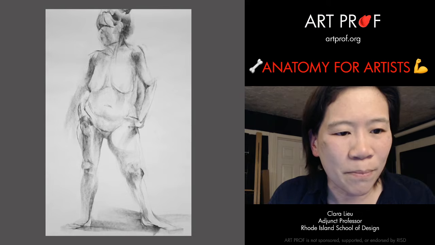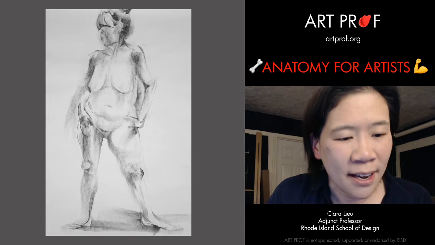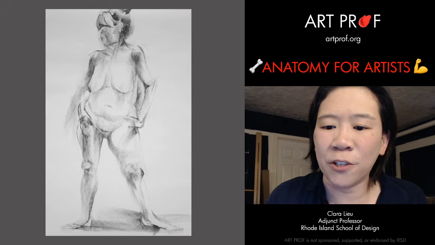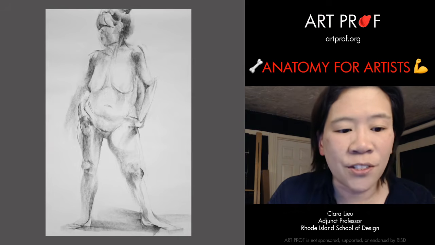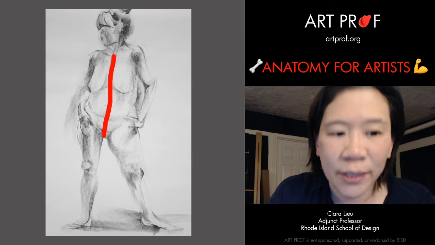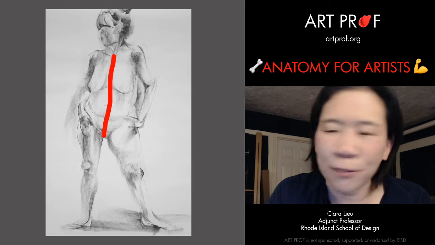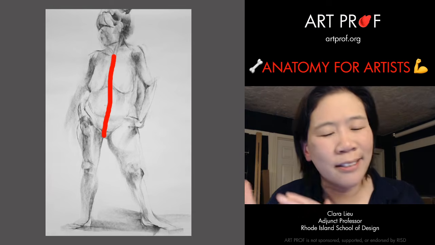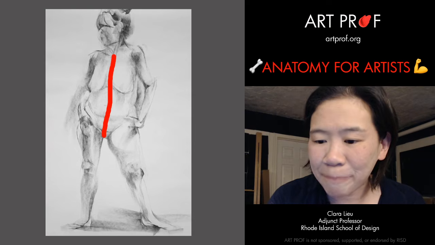Okay, so here's a front figure. And do you guys see how this figure is sort of leaning to the left? And so therefore, if you look at her center line, it's not perfectly straight. It's tilted a little bit to the left.